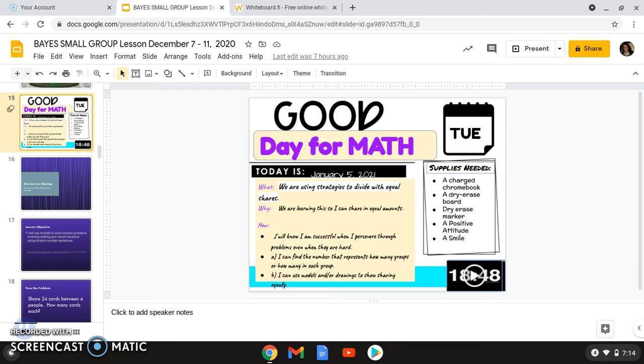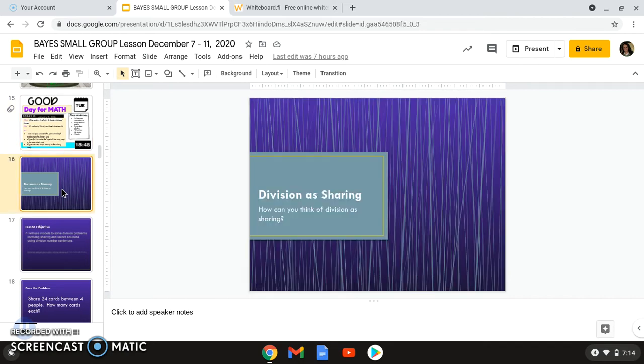You're going to know you're successful when you can persevere through problems that are difficult, and find the number that represents how many groups or how many are in each group. So you may be looking for either one of those when we're using division. And you can use models and or drawings to show sharing equally. So we are starting another lesson on division today.